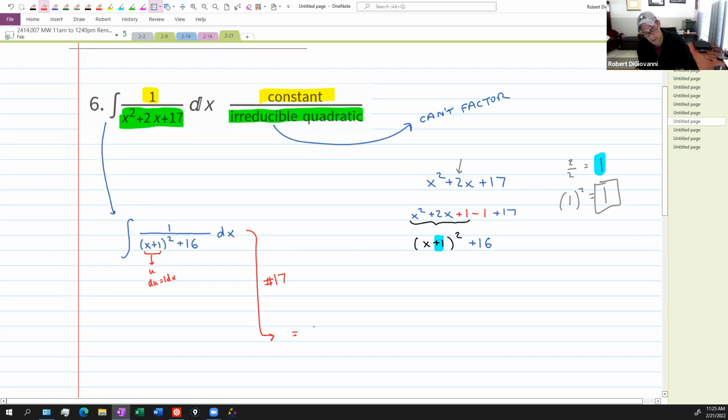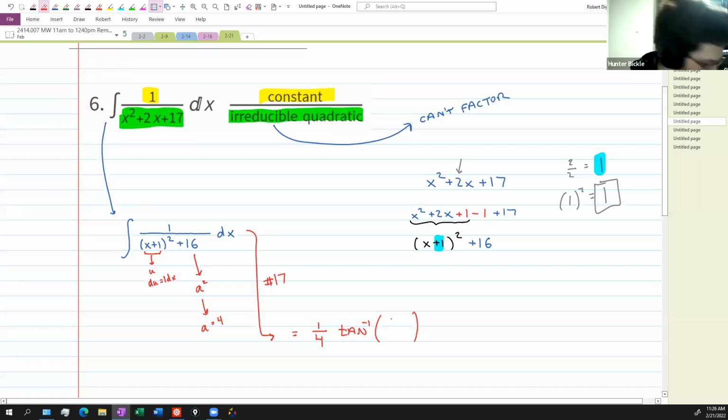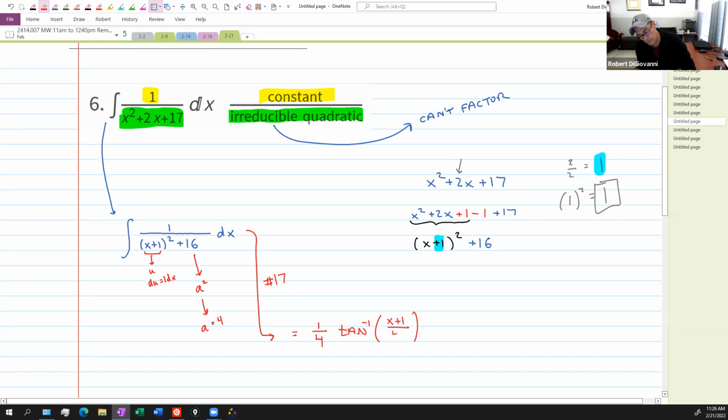So this should be 1/4. Remember, a here is 4, right? A squared is that, which means a is 4. So formula 17 is 1 over a inverse tangent of u over a. For us, what's u? x plus 1. So it'll be 1/4 inverse tangent of (x plus 1) over 4, plus c. That one's a nice one. Does that make sense?